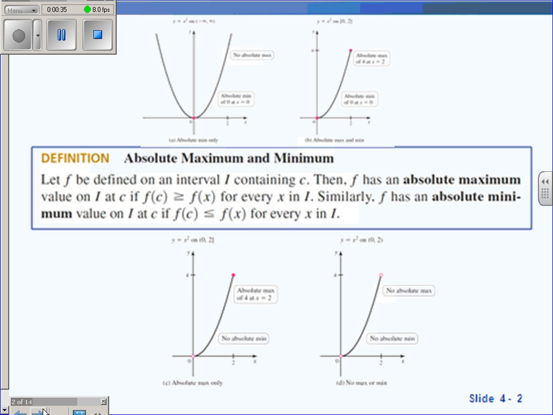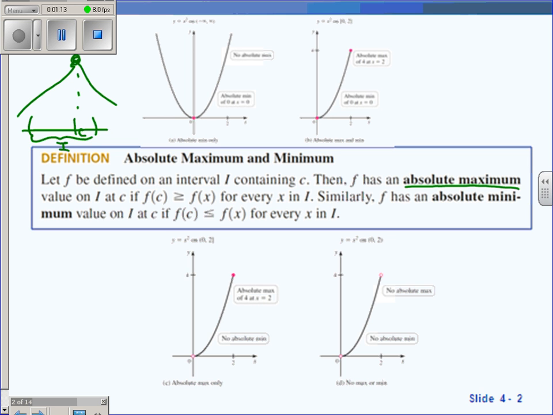f has an absolute maximum value. That means it will be the highest y value for all the numbers in that interval. So if we've got this interval I, this I is just all the numbers inside of that interval. If it's an absolute maximum at c, then that means it has the largest y value for all the other x's inside that interval. So at c, right here, is the highest point for all the other x's inside that interval.